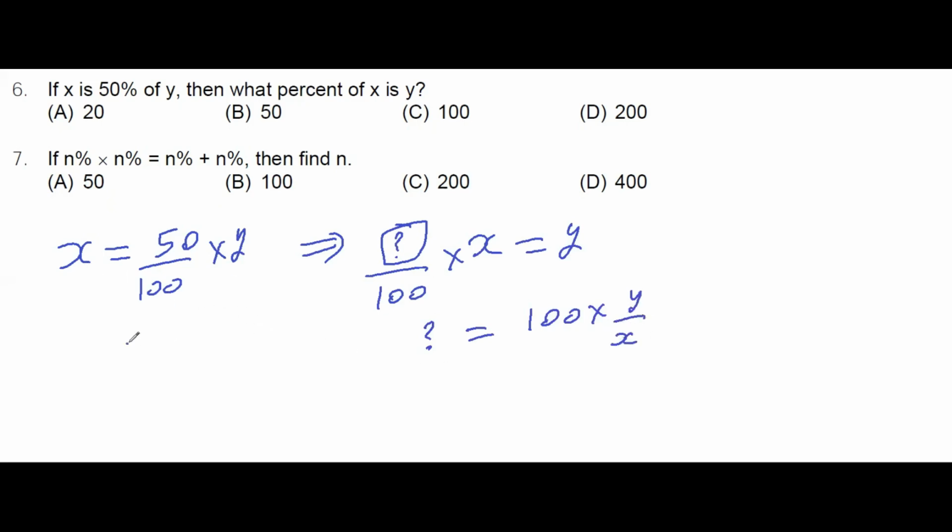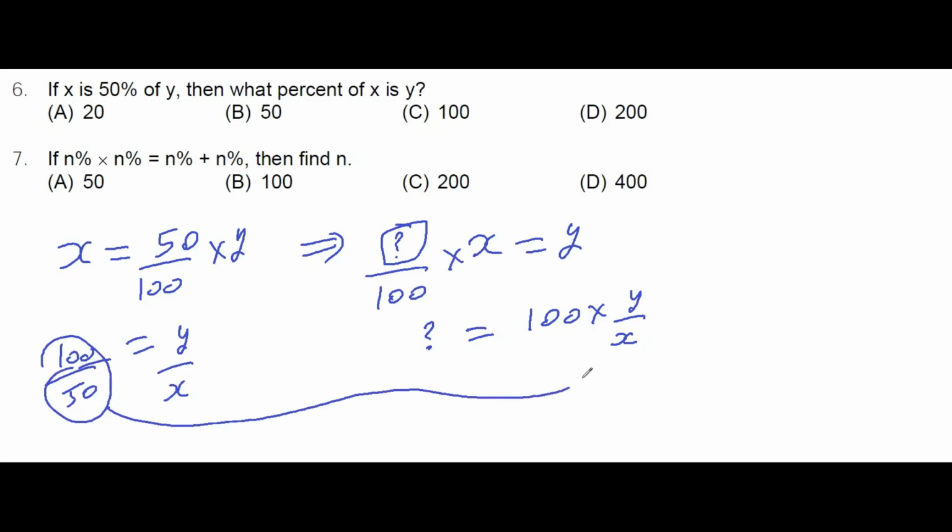So from here I can say my y by x is 100 upon 50. Okay, so this I am going to substitute over here. So I'll get 100 into 100 divided by 50. 0 0 cancel. 5 1 5, 5 2 10. So answer will be 200. So D is the answer for this. Okay, got it?